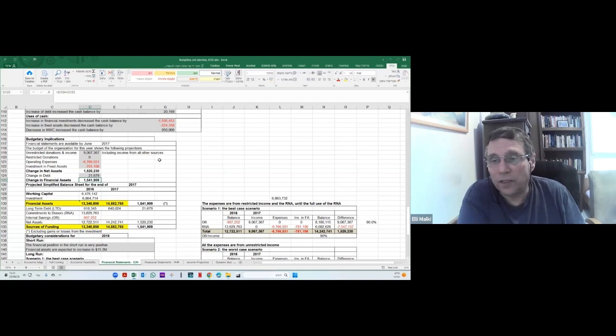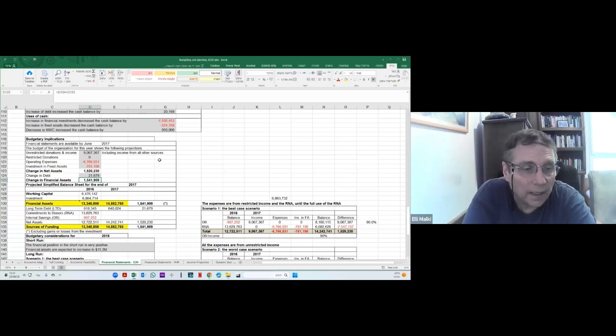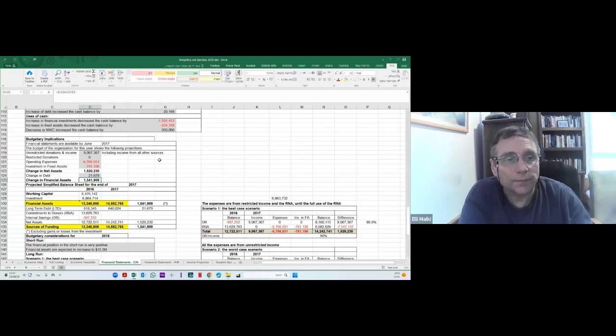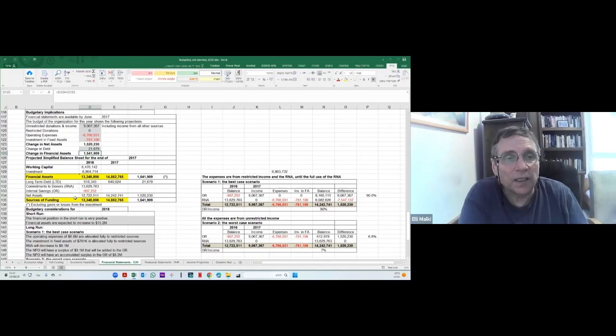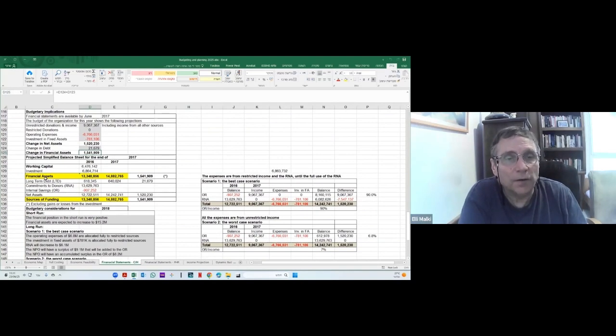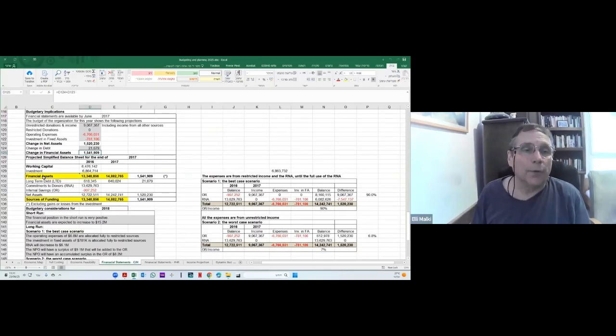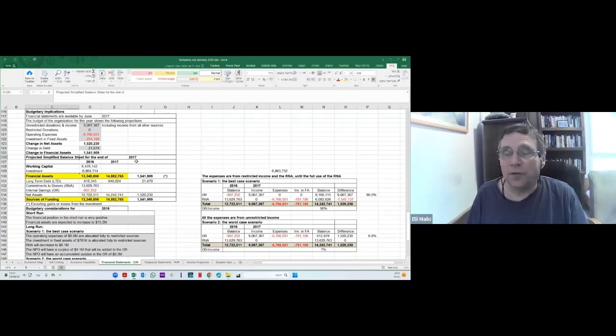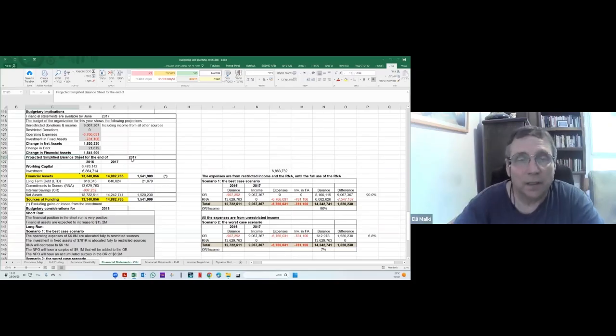All right, now, your job here in this part is only to enter the data and to do it correctly. All the rest is now calculated, and I want to show you what we do with these calculations. So the first thing is that we have now here a projected simplified balance sheet for the end of 2017. This is what we're looking for, because this will be the base for our financial strategy.